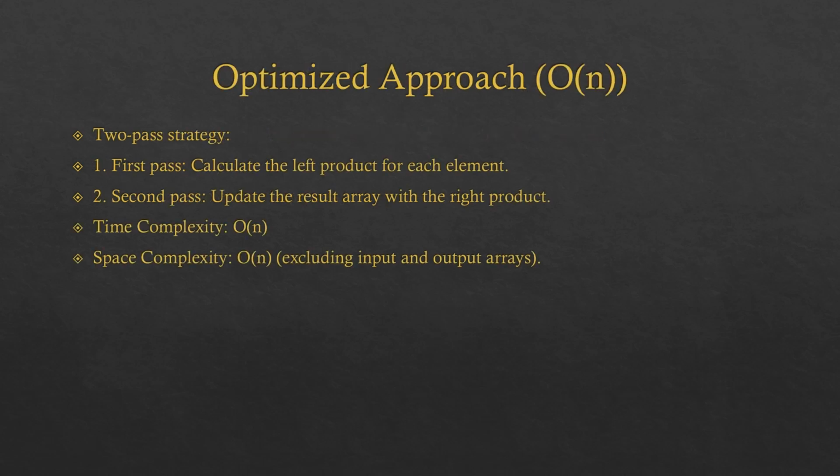The optimized approach involves a two-pass strategy. In the first pass, we calculate the product of all elements to the left of the current index. In the second pass, we calculate the product of all elements to the right of the current index, updating the result array in place. This gives us a time complexity of big O of n, making it much more efficient. The space complexity is big O of n, excluding the input and output arrays.